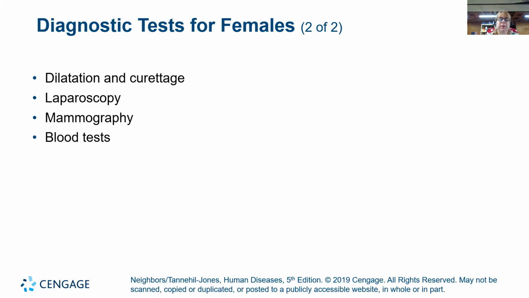A laparoscopy, they can use a laparoscope to see what's going on with the patient, mammography, and of course there's a lot of different blood tests that they can use for hormone levels. They can just do general overall body functions and see what's going on. They can do a CBC. That can tell us a lot about what's going on with a woman also.